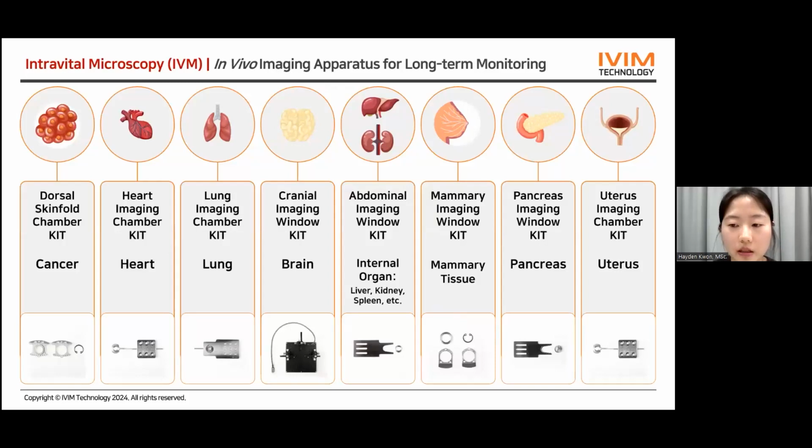Here are IVIM Technology's key advantages. We are providing in vivo imaging window chambers that are fully optimized for organ-specific applications, especially for long-term monitoring. For example, with a dorsal skin fold chamber, we could visualize the cells and evaluate drug activities like anti-cancer drugs after inoculating the cancer cells inside of the skin. And for the lung and the heart imaging, we hold the tissues with negative pressure to reduce the artifacts induced from the breathing and the heartbeats.